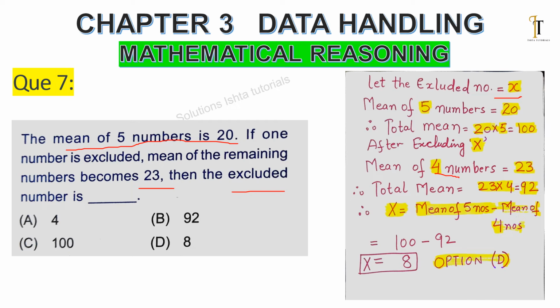So to find the excluded number, you need to subtract the total of 4 numbers from the total of 5 numbers. So 100 minus 92 is equal to 8. Let's check in the options. So here it resembles option D. So D will be the correct answer.